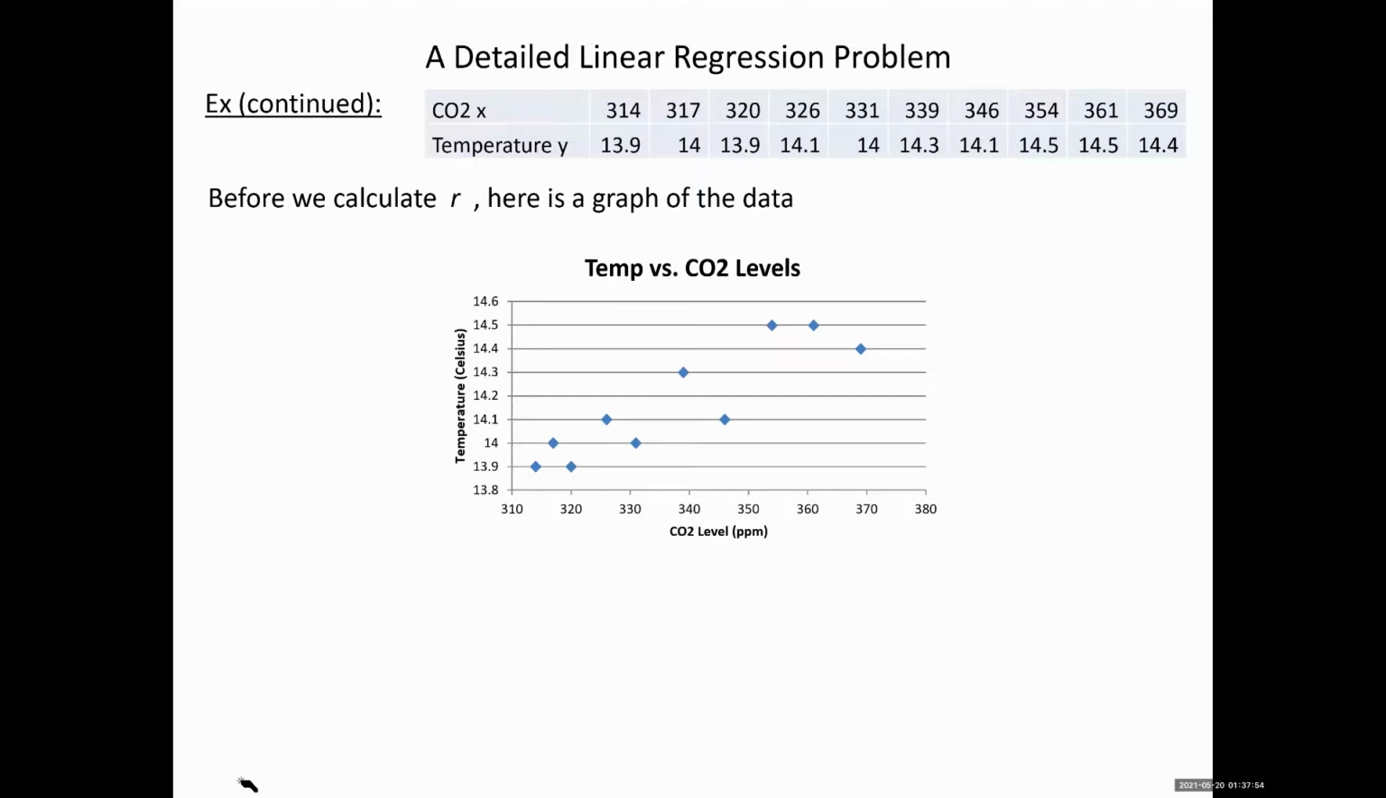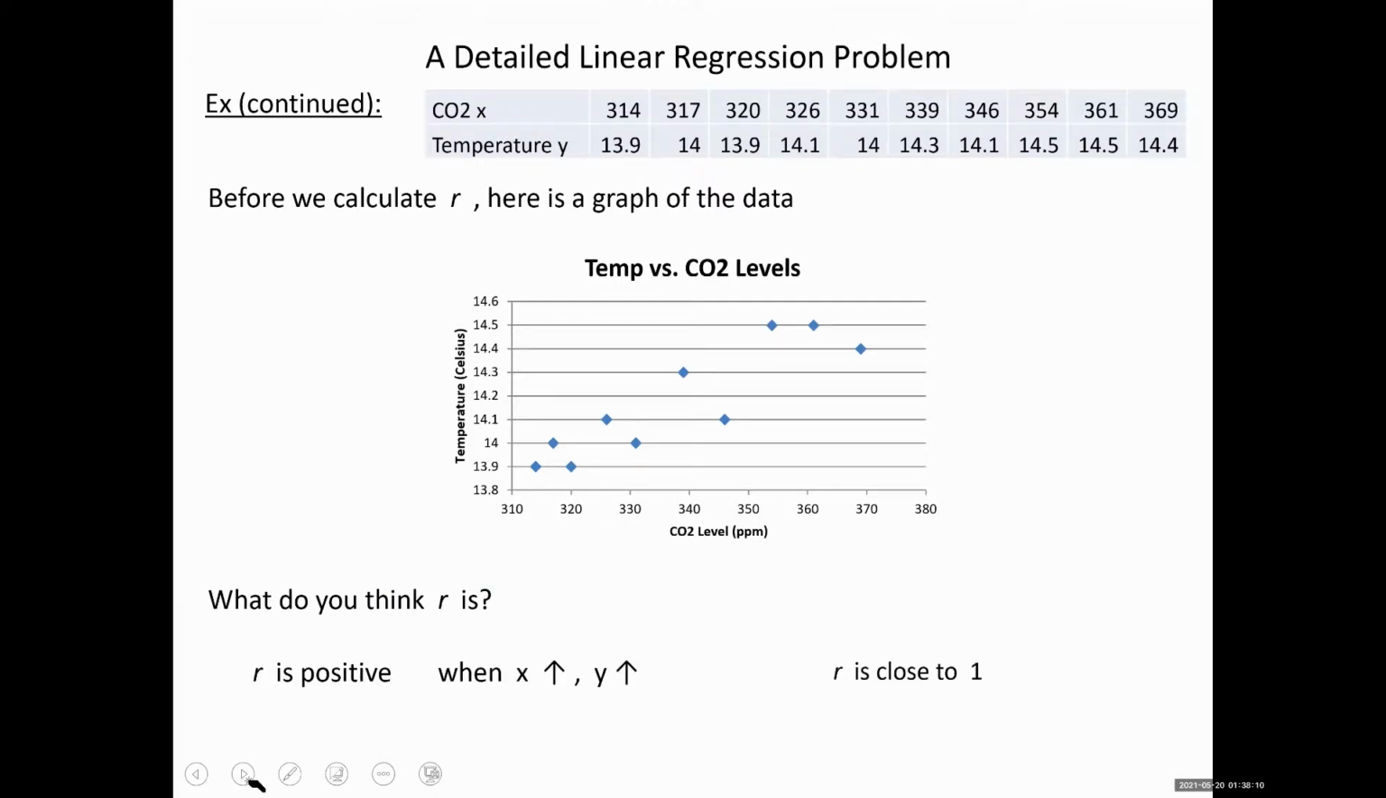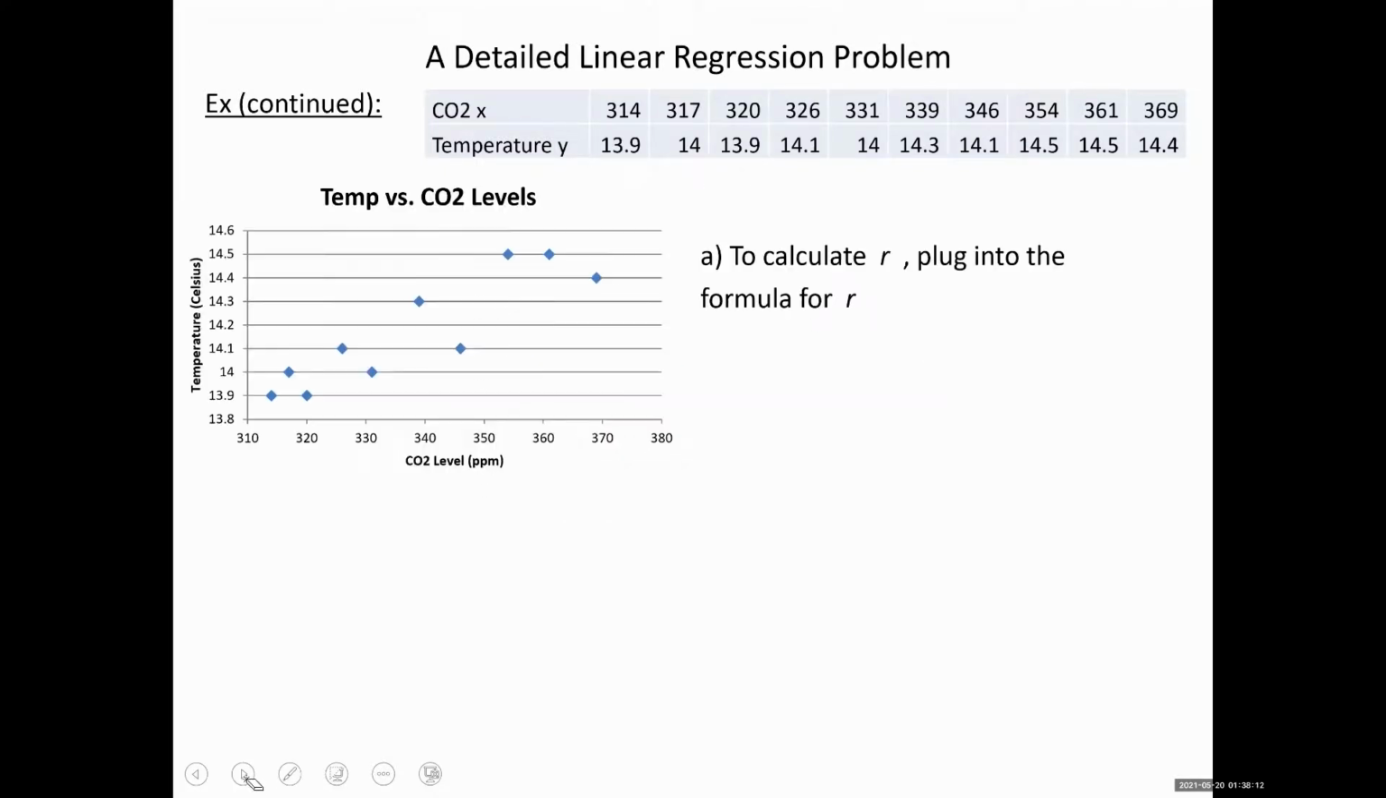Do you think it's exactly 1? No. No, because the dots aren't lined up perfectly. But I do expect it to be somewhat close to 1. It's kind of like a line, but there's some scatter. Okay, so yeah, we expect it to be positive. When x increases, y increases. We expect it to be somewhat close to 1.